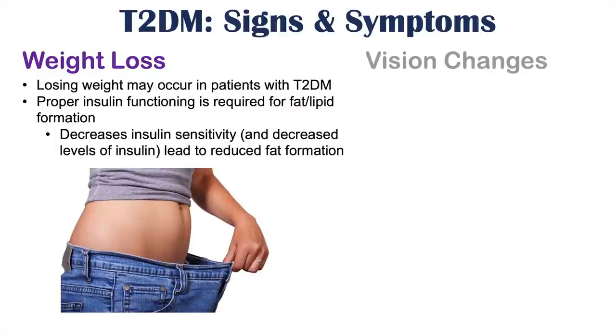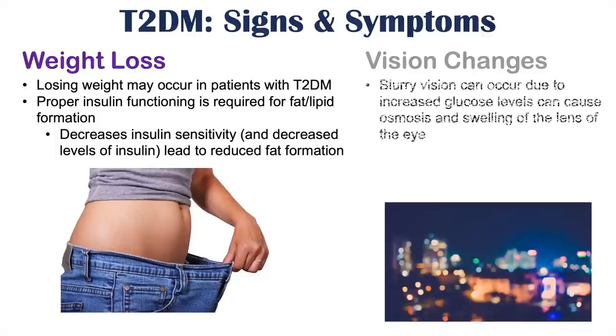Now, another very important symptom of type 2 diabetes is vision changes. So vision changes can occur, and one of these is blurry vision. So blurry vision can occur due to increased glucose levels, which cause osmosis and swelling of the lens of the eye. So the lens of the eye can be swelled due to this increased osmosis from increased glucose levels.